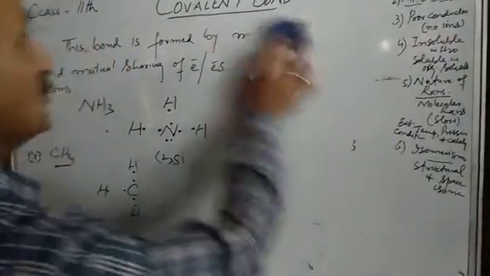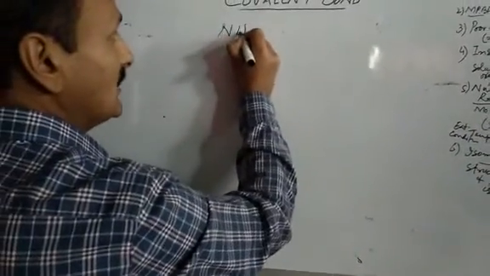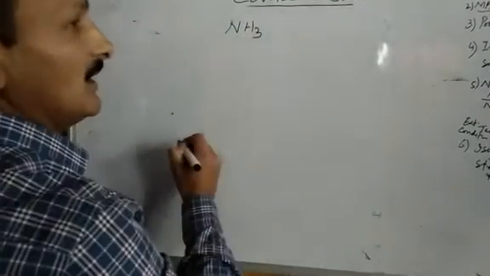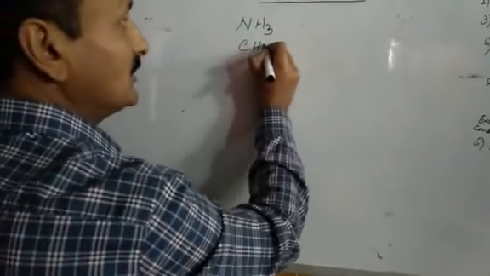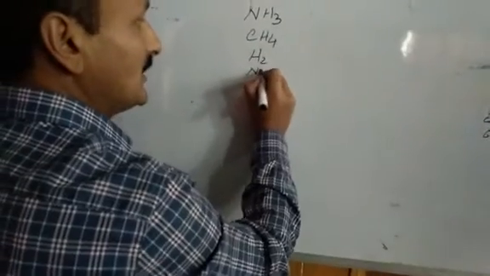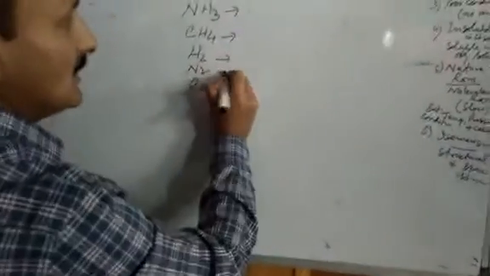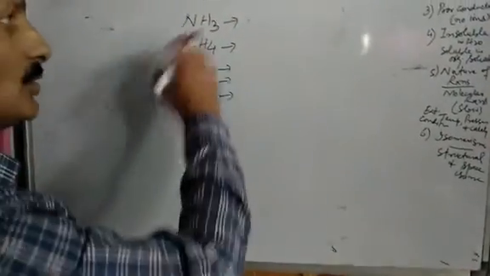Now the compounds that are formed as a result of this bond. For example, I just had covalent bonding in ammonia. I had covalent bonding in this methane. I had covalent bonding in hydrogen, nitrogen, oxygen. So these compounds where we have covalent bonding, they are formed by covalent bond. Such compounds are known as covalent compounds. So all these compounds are covalent compounds.